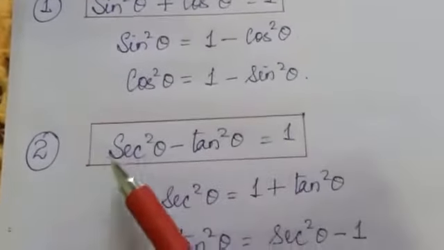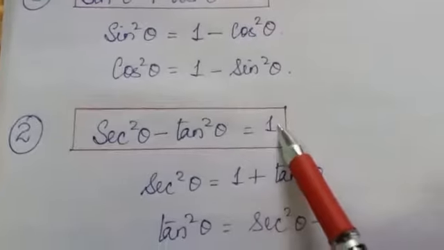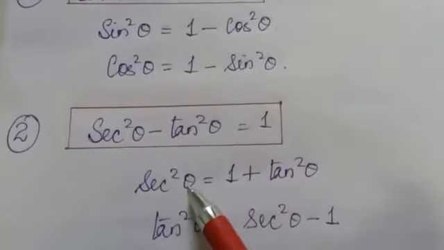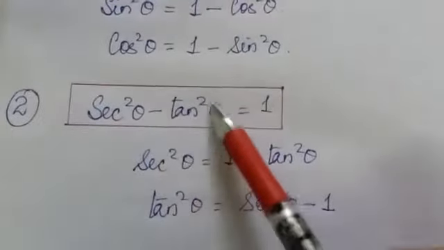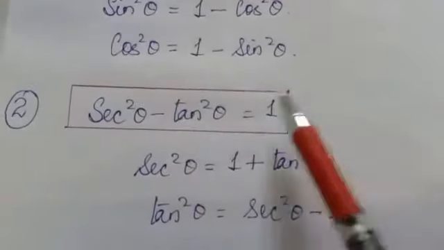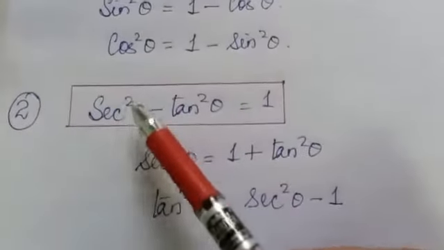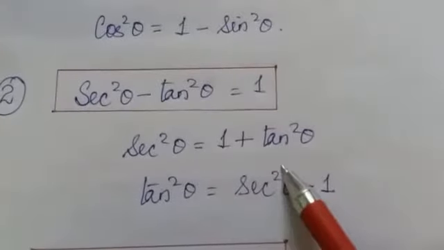Now number 2, sec square theta minus tan square theta is equal to 1. So sec square theta is equal to 1 plus tan square theta, and tan square theta, you write tan square theta on the right hand side so that it will become positive, and left hand side will be sec square theta minus 1. So in place of tan square theta we can write sec square theta minus 1.